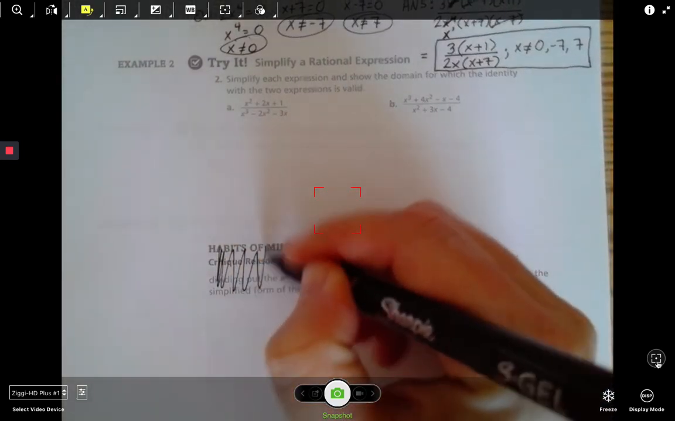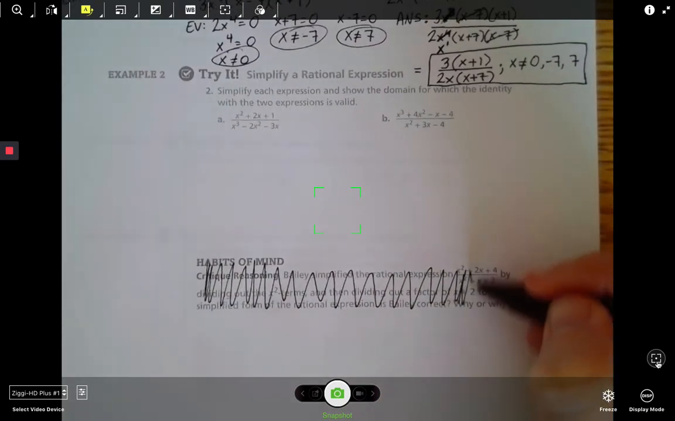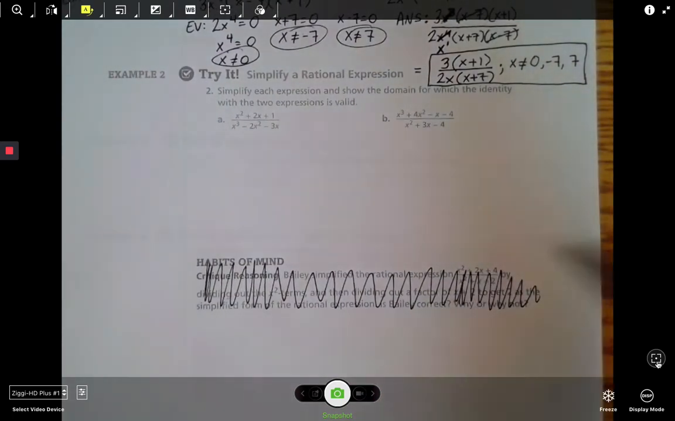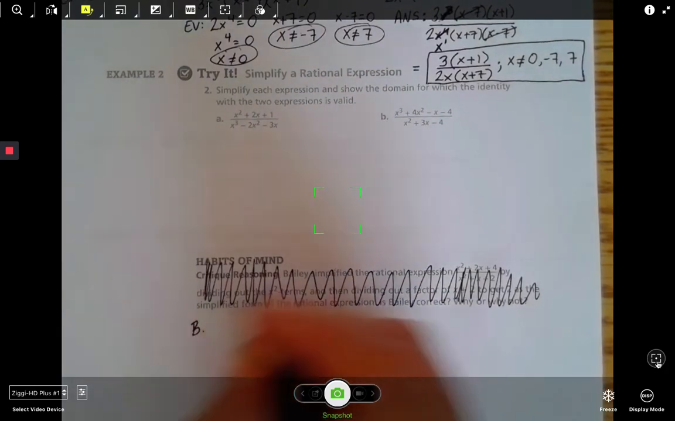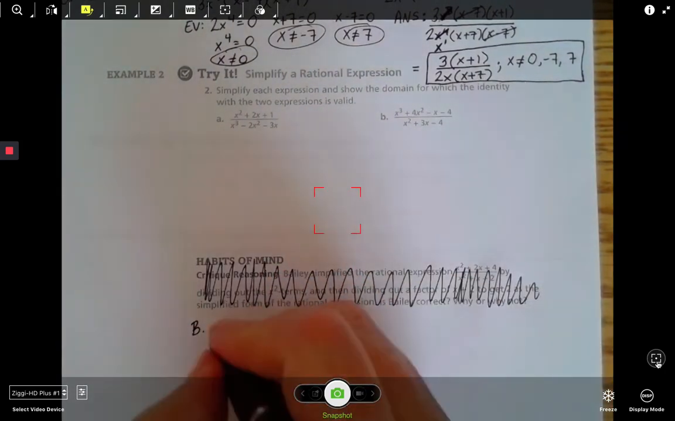All right, below this, I went ahead and crossed out this habits of mind. Hold on just a second. Okay. I crossed out this habits of mind, and I'm going to write B right here so that I can use this whole top space for A, okay?